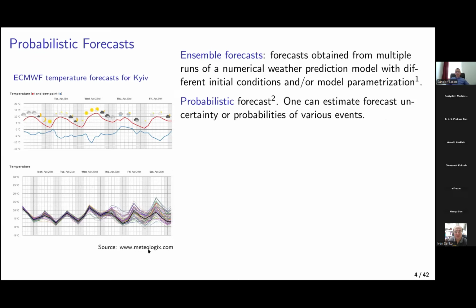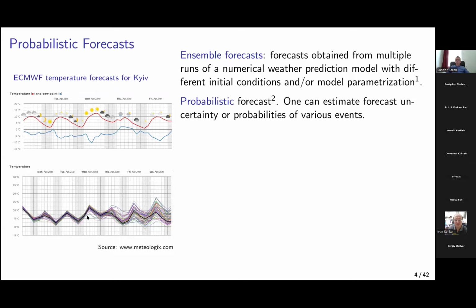What you see here in the lower figure is again the same temperature ECMWF ensemble forecast for Kyiv. You can see that it was initialized on Sunday noon, and by today we get a bit more uncertainty. But as time goes by and the forecast horizon becomes longer, you see that for Saturday noon it has quite a large uncertainty. So you can estimate the probability that the temperature will be above 10 degrees Celsius.